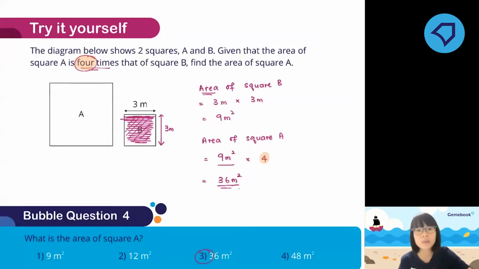Again, for those of you who gave me option number 4, the first step was incorrect. You took 3 multiplied by 4 sides instead of 3 multiplied by 3. So know the difference between area and perimeter. Perimeter is asking for the outline, area is asking for the inside only. So always take length multiplied by length. All right, let's try one more before we go on to the area of a rectangle.